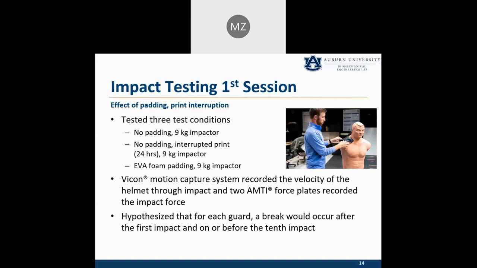And then the last thing, as I mentioned, was we wanted to test if there were any differences in the results and the performance when we added that foam padding. We used the motion capture system that I mentioned before to record the impact velocity of the helmet. And then we used the force plates that I also mentioned to record the impact force. And we hypothesized that for each guard, a break would occur after the first impact and on or before the 10th impact. So we said, we think it's going to last somewhere between 1 to 10 impacts. And remember, this is worst case scenario for what these guards might experience in the field.